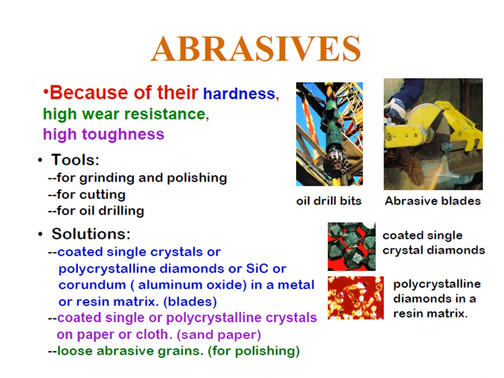In abrasive application, because of the hardness, high wear resistance, and high toughness of ceramic material, ceramic material has been used in tools manufacturing, for example, for grinding and polishing, for cutting, and for oil drilling. All sorts of ceramic material have been introduced in these applications, such as using coated single crystal or polycrystalline diamonds or silicon carbide to make blades, using coated single or polycrystalline crystal on paper cloth to make sandpaper, and finally, the use of loose abrasive grains in liquids for polishing.